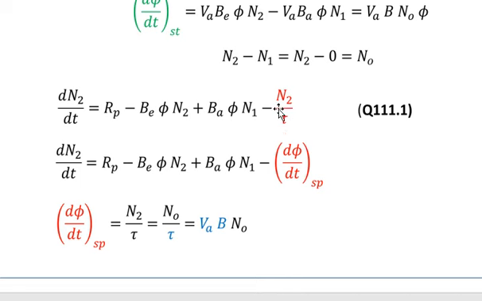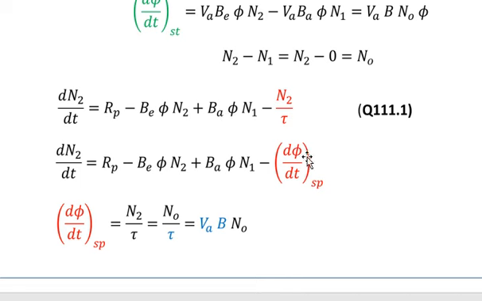So the negative terms indicate that the population will decrease due to this term. The spontaneous emission term will decrease the population of N2. And you see that there is another negative term over here, which means that the stimulated emission will decrease the population of N2, whereas the positive sign with the Va term indicates that the population of the N2 level will increase due to the stimulated absorption.